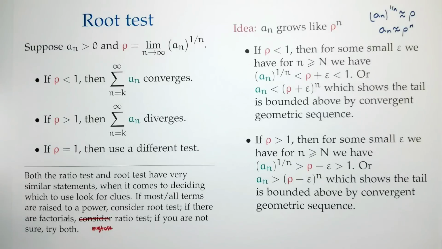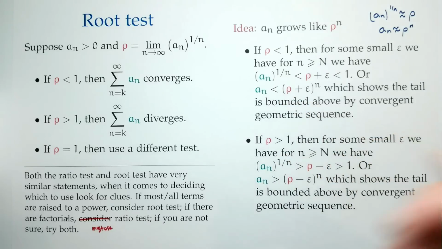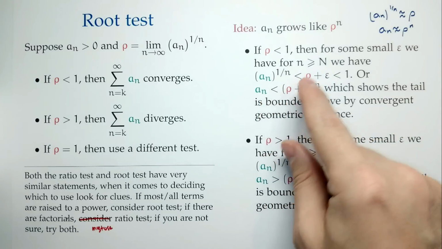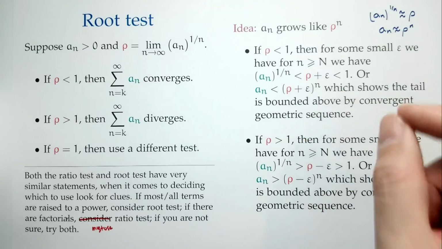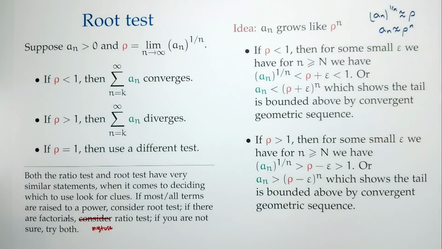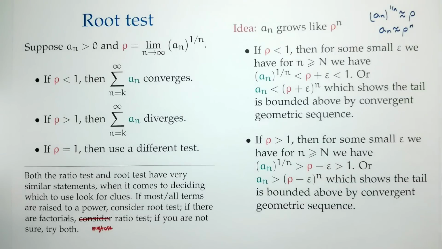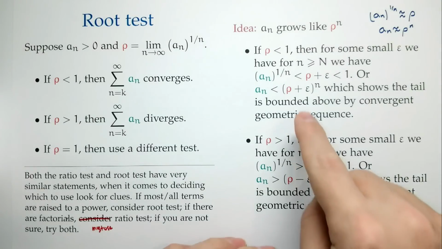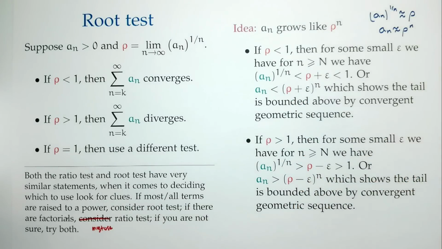To make it precise, you say, well, look, if your limit is below 1, then eventually, if you go far enough out, you're less than some rho plus a little tiny bit. You get a little bit of wiggle room. So a sub n is less than rho plus epsilon to the n. And now that thing, because it's smaller than 1, it's got to converge. And life is good.